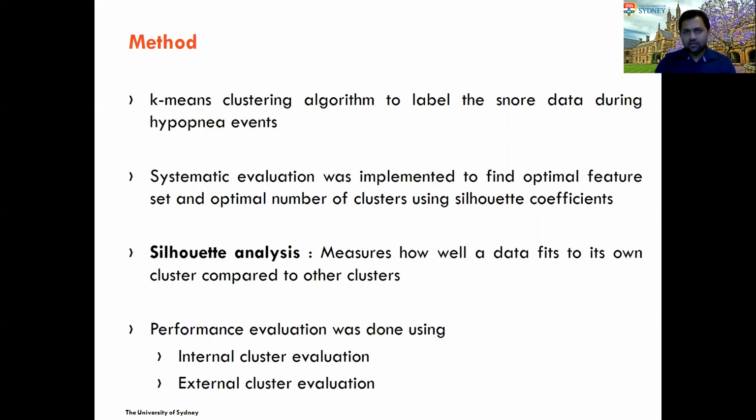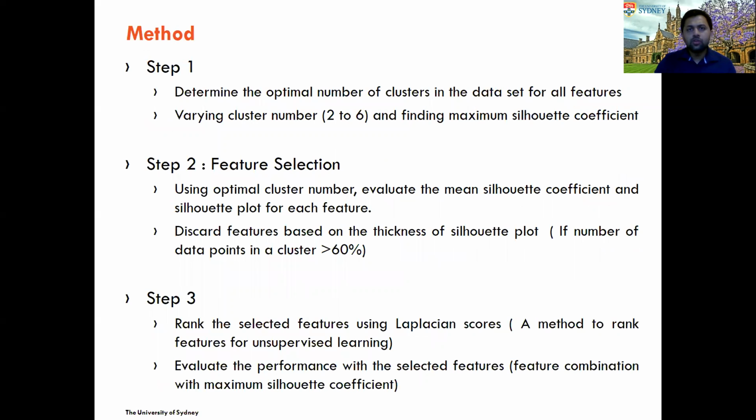Internal and external cluster validation was done to evaluate the performance of the system. Internal cluster validation was used to find the tendency of observation to form the clusters without any reference, and external cluster validation was used to compare the results with externally provided class label. Coming to the method, the first step in the cluster analysis is estimating the optimum number of clusters in a dataset without any prior information.